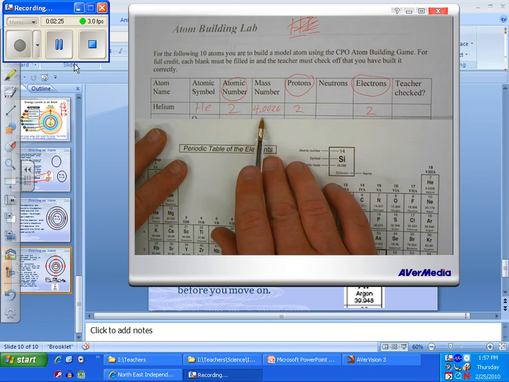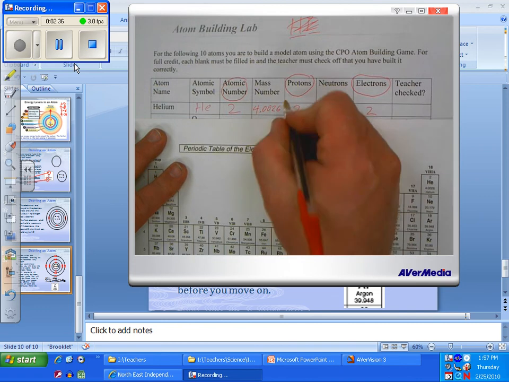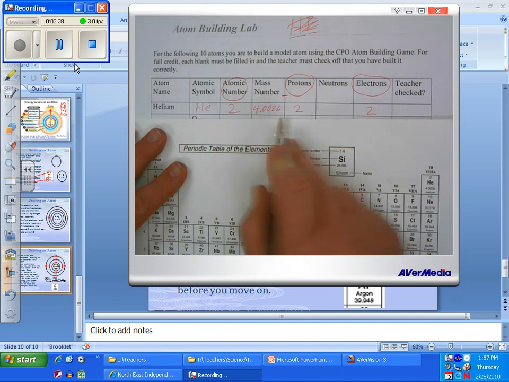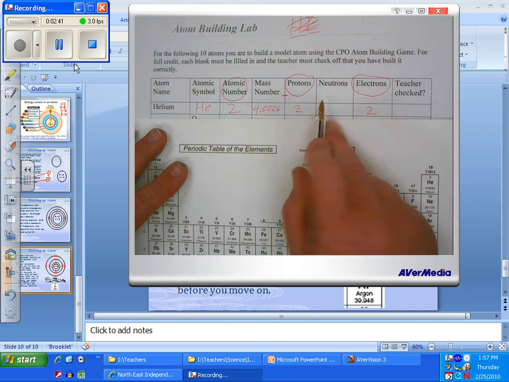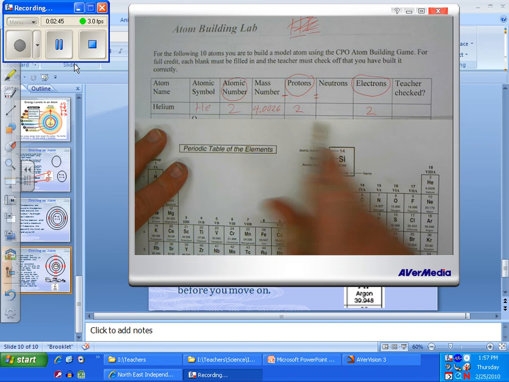Now, for our purposes, though, we need to round it. What do we round to? 4.0 rounds to 4. Now, to figure out neutrons, the way to do it is that number, the mass number minus the protons equals neutrons. 4 minus 2 equals 2.